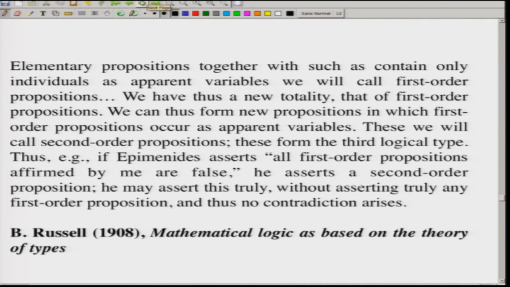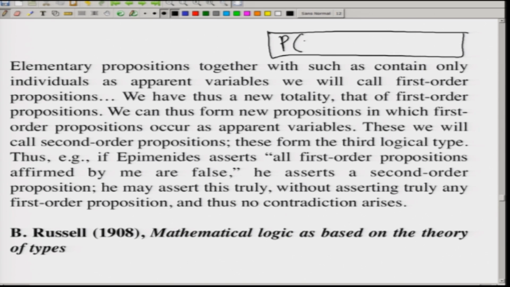This is just a quote from Russell where he talks about it. Elementary propositions together with such as contain only individuals as apparent variables will call first order propositions. We have thus a new totality, that of first order propositions. So, at the first level we have things like Russell is a philosopher, or x1 is a philosopher, or M is a minister, or precisely x2 x1.